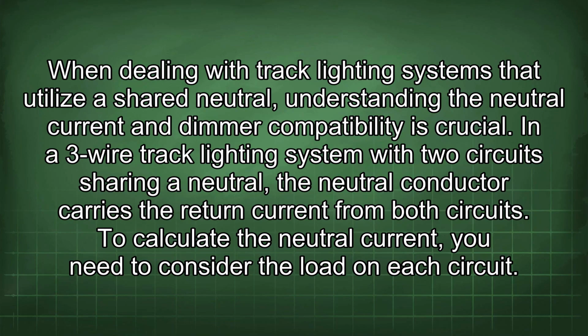When dealing with track lighting systems that utilize a shared neutral, understanding the neutral current and dimmer compatibility is crucial. In a 3-wire track lighting system with 2 circuits sharing a neutral, the neutral conductor carries the return current from both circuits. To calculate the neutral current, you need to consider the load on each circuit.